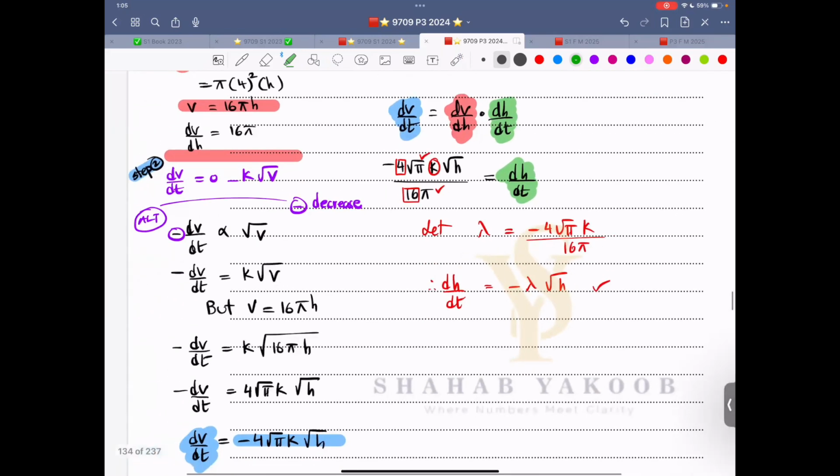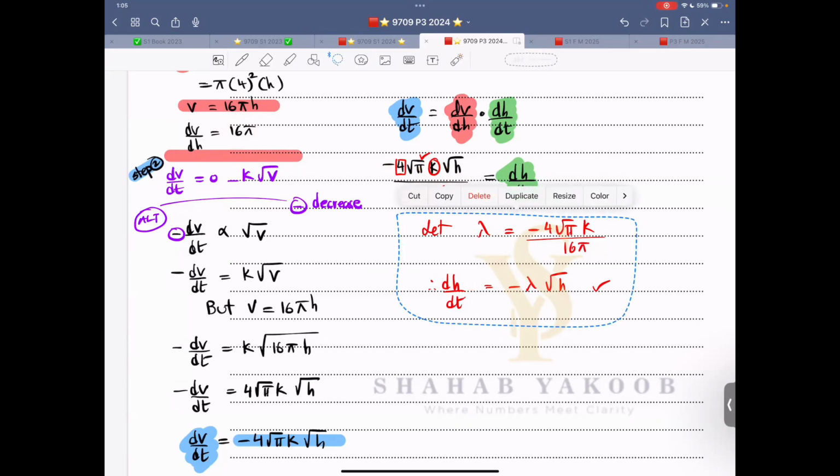What is dV by dt? dV by dt is minus 4 square root pi k root h. What is dV by dh? That is 16 pi. So now 1, 2, 3, 4, 5, all these constants, except for the negative sign, let this thing be this. You don't need to simplify or anything. So therefore, dh by dt equals to this. So that is what you are getting at this particular stage. Got it? So now this thing is done.